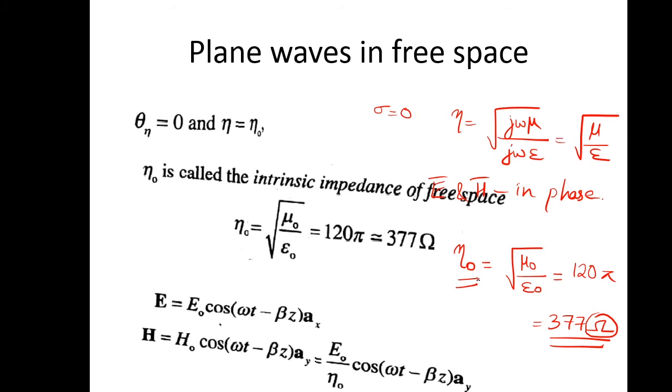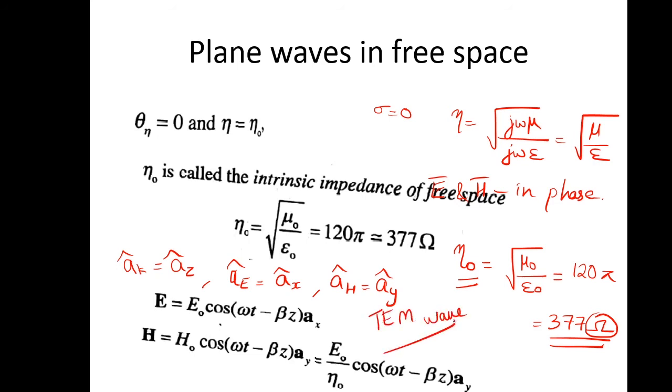Now, the common assumption that we make is that the wave is propagating in the z direction, the electric field is in the x direction and the magnetic field is in the y direction. So this is our assumption. Based on this assumption, we call it a transverse electromagnetic wave. Transverse electromagnetic wave means the electric field and magnetic field are perpendicular to each other, and both are perpendicular to the direction of propagation of the wave.